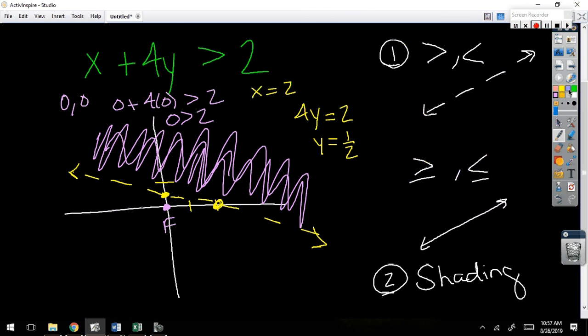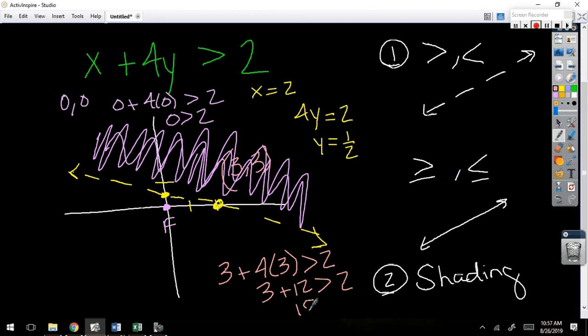Because do this. Use 3, 3, because that's definitely in the shaded region, right? Do 3, 3 and see if it makes it true or false. 3 plus 4 times 3. Is 3 plus 12 bigger than 2? Yes, it's definitely bigger than 2. So because this is true, that tells me whatever side that point is, I want to shade there. Does that make sense? Yes. Every point on the shaded side will make the inequality true. Every point on the non-shaded side will make it false. Correct.